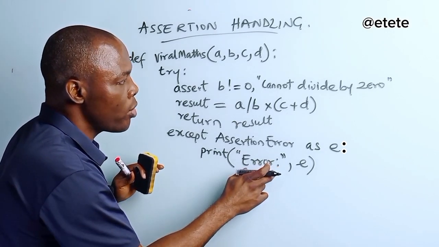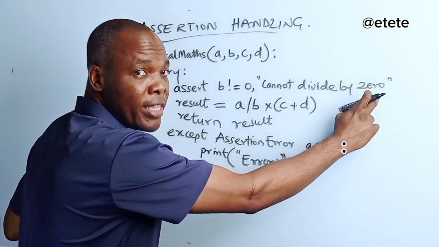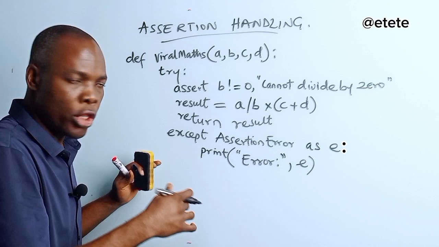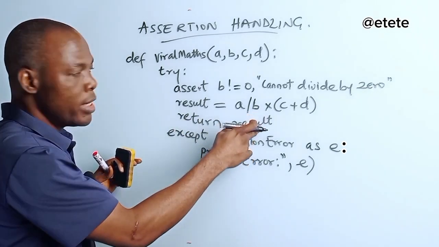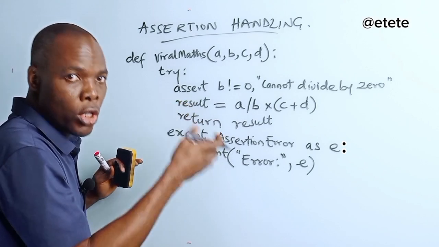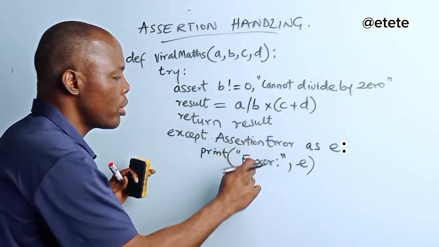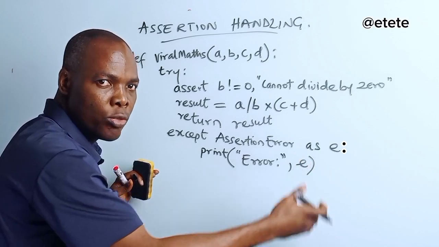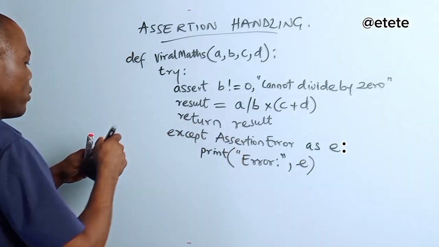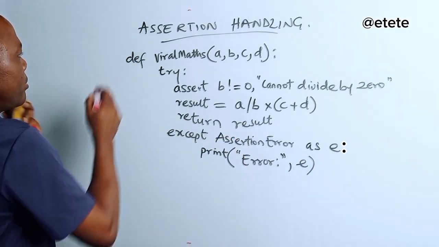So it will print out error cannot divide by 0, and then it will return none, because this result will not be calculated. So the result will be what? None. So that's what it's going to return. So it will return error cannot divide by 0. Then underneath it, it will return none. So this is my function that I've created.